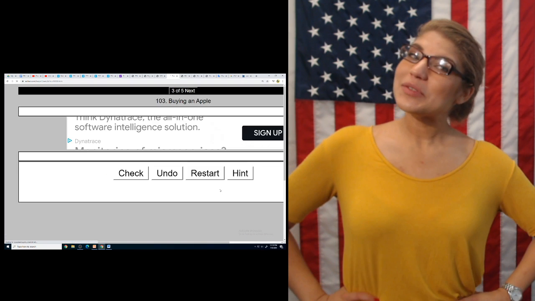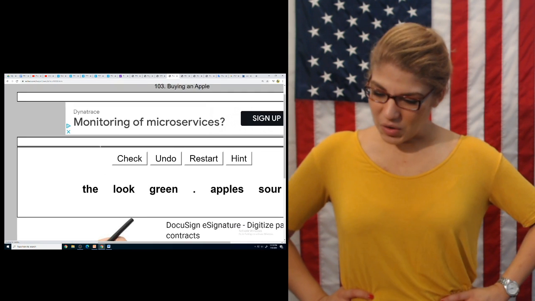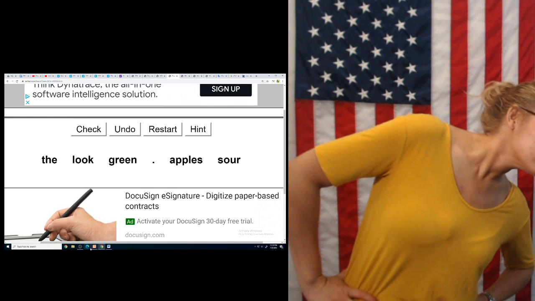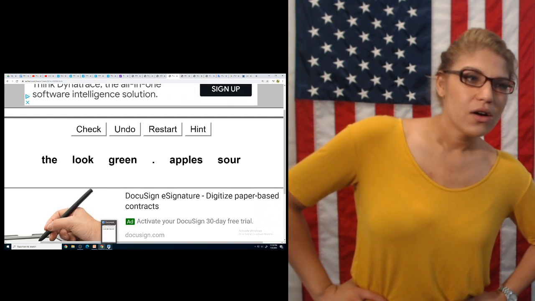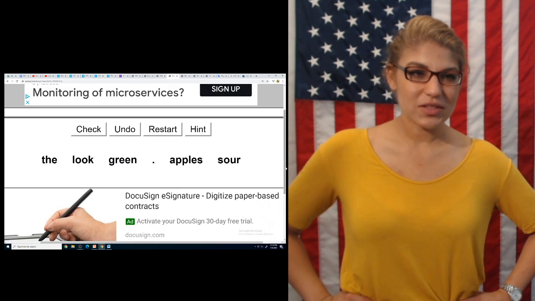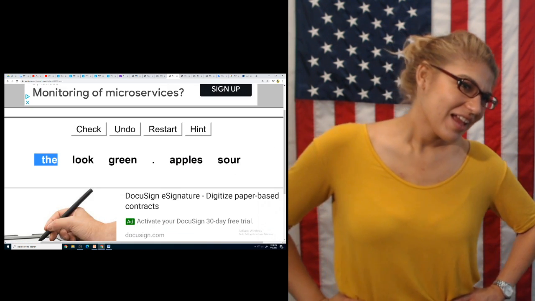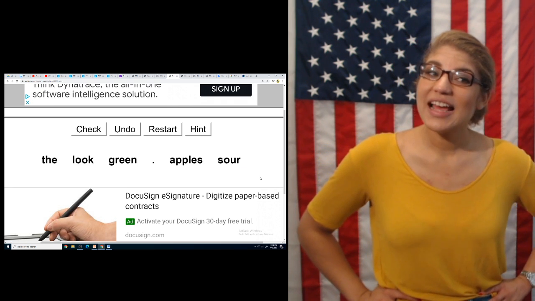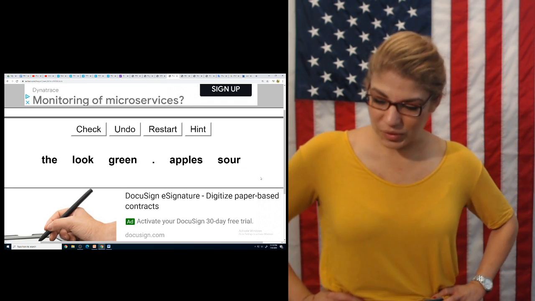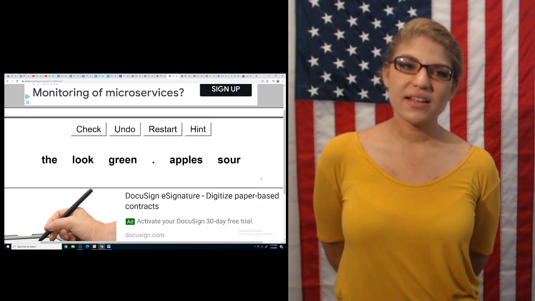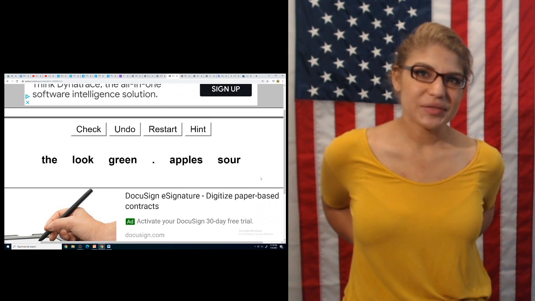With the next one, sentence number 3, it is up to you. What are the words that we have here? Ooh, no pronouns here. That makes this one hard. This one's a strict level 2 challenge. The, look, green, apples, sour.